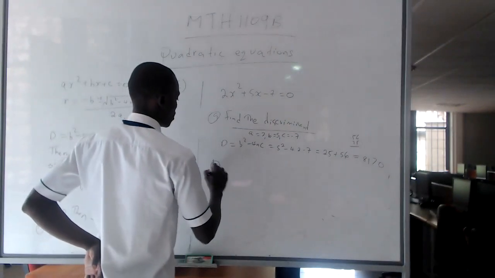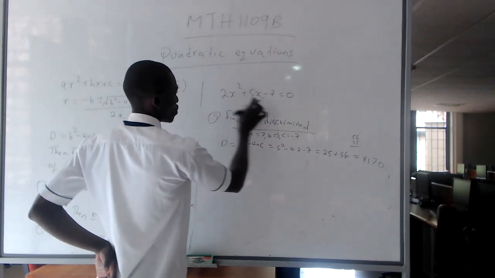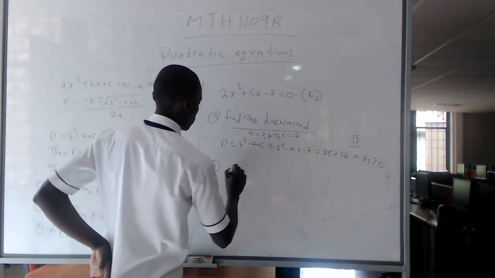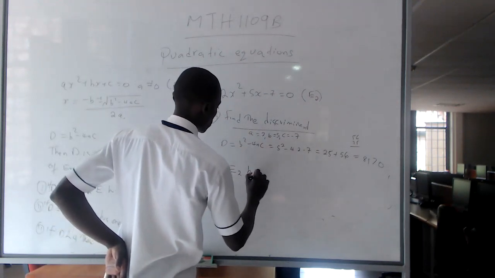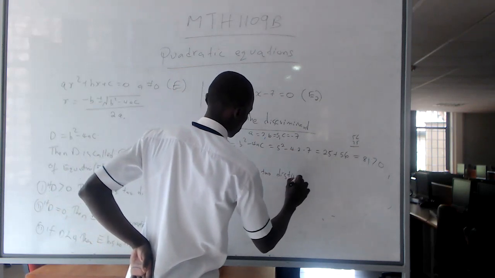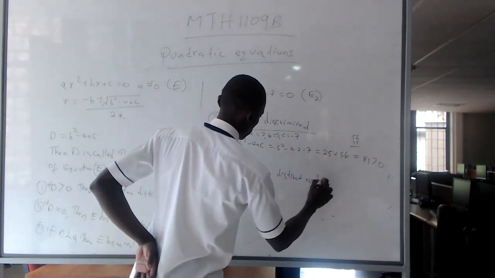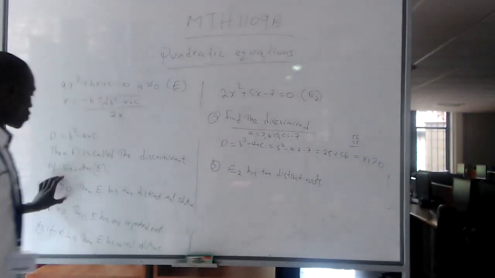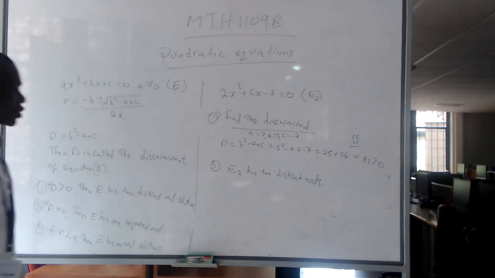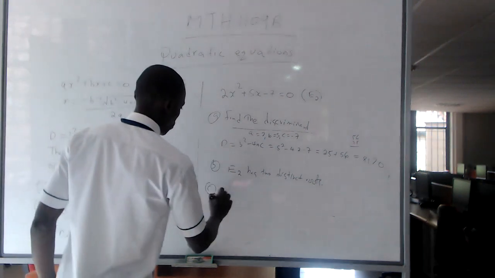So by the discriminant, this equation, let me call it E2, has two distinct roots. I can tell that because D, the discriminant, is positive. You'll have two distinct real solutions. Then part C, what are the roots?